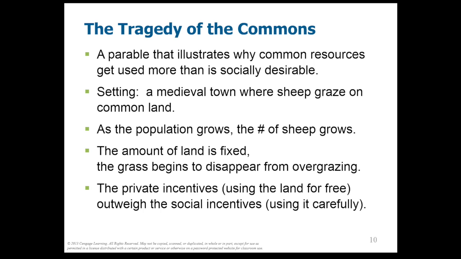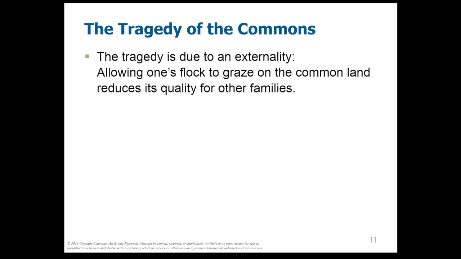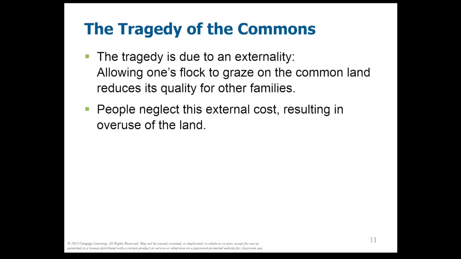And so really, we have a misalignment of incentives. Socially, what's best for society is to use it carefully, but everybody on an individual basis just wants to go out and use it as much as possible. And so eventually the grass dies and everybody's sheep die as well. Now, this is due to the externality, just like we learned about in last chapter.